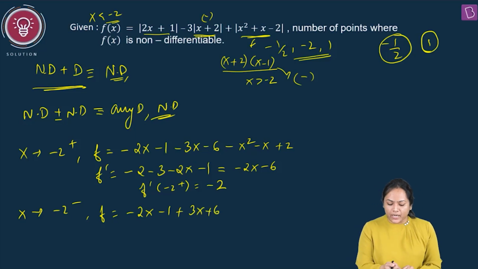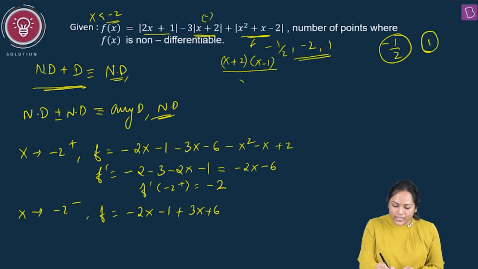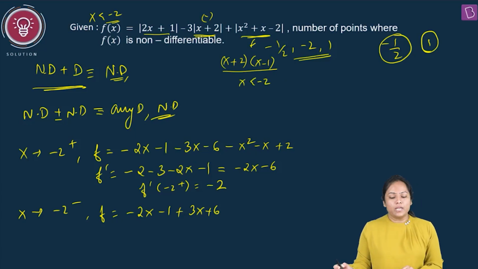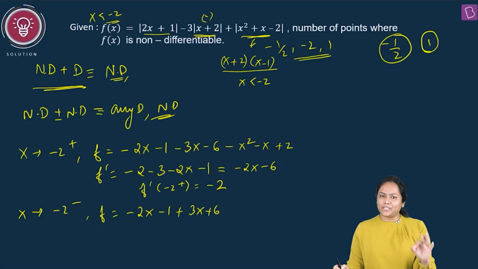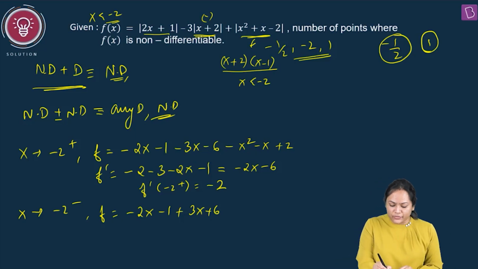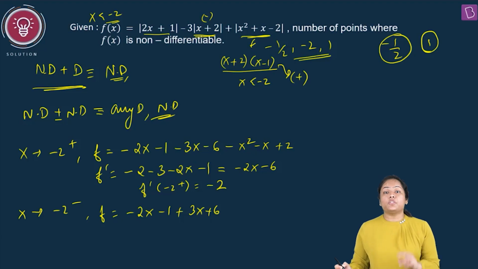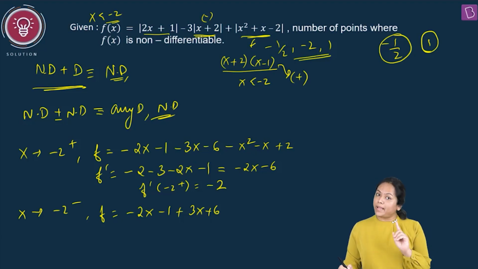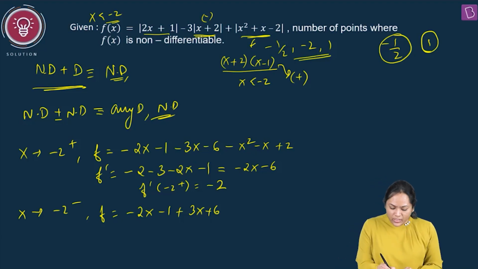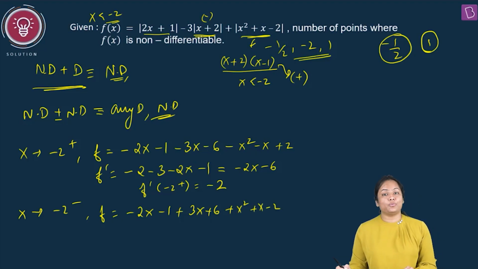Similarly, the quadratic part, when I have my x value as slightly less than minus 2, my x plus 2 will be negative, x minus 1 again will be negative. So the entire quantity will be positive. So that means my mod is going to open by plus sign. Clear? So I'll have the next term as x square plus x minus 2.